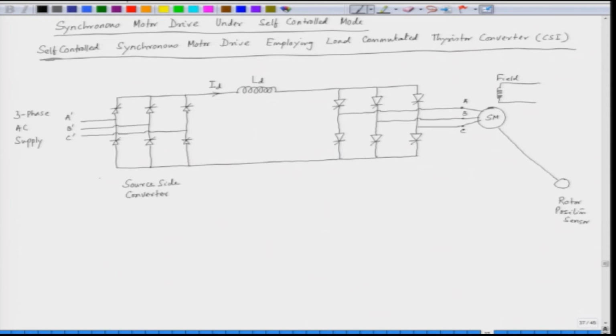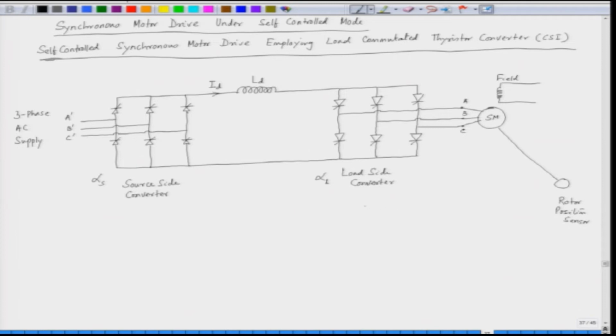This is triggered at an angle alpha s. So, the triggering angle of the source side converter is alpha s. This is the load side converter. On the load side, the load is a synchronous motor, and the triggering angle of the load side converter is alpha L.